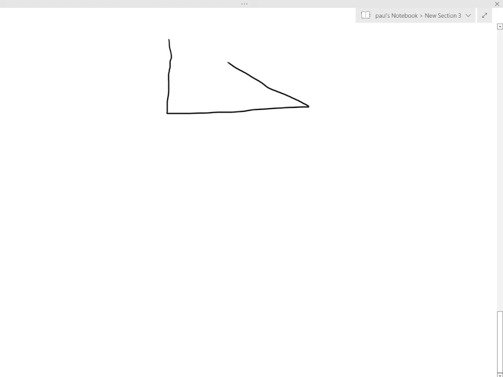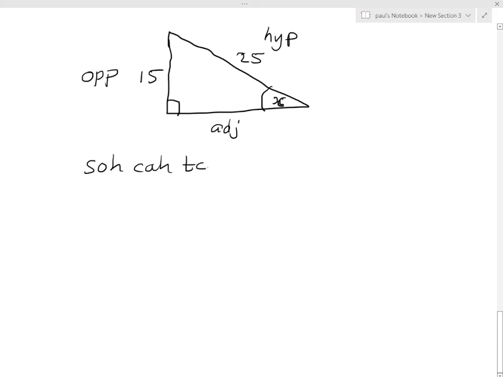So here we go. Here's a lovely one, yeah? So now, we don't know what that is now. So let's have 15 and 25. So we've been given 2 sides and we've got to find an angle. So still go through all this, yeah? Label up the sides and write SOH CAH TOA.